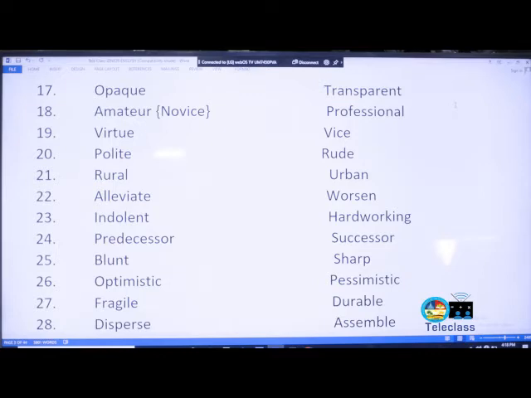Then the next one is blunt. Blunt means not sharp. So the antonym of blunt is sharp. Then we go over to the next one, which is fragile. Fragile means something that can break easily. So the opposite of fragile is durable. Durable means it can last long.